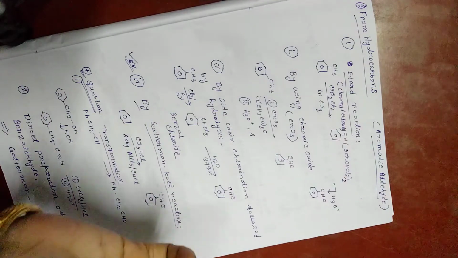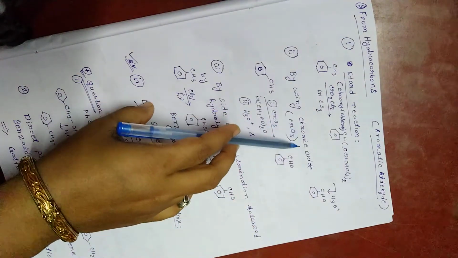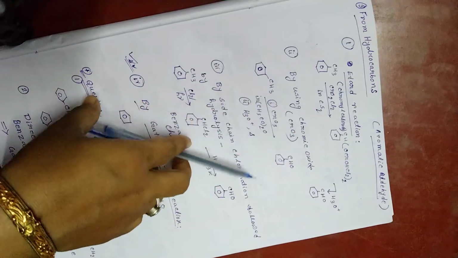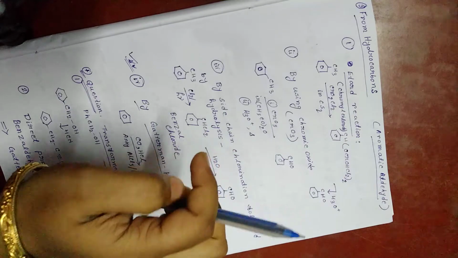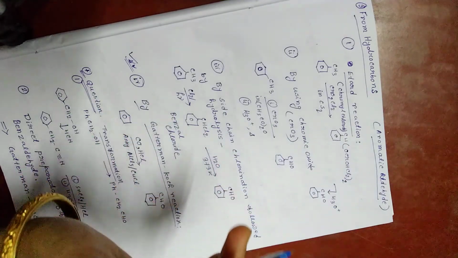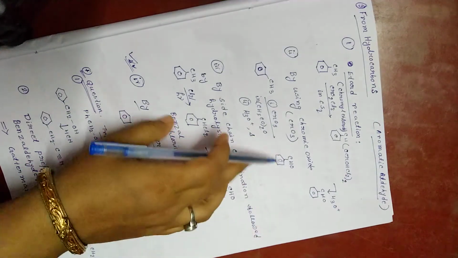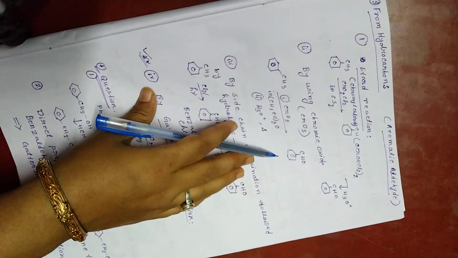Now instead of chromyl chloride, we can also use chromic oxide. Chromic oxide in presence of acetic anhydride, and after hydrolysis we get this aldehyde product.